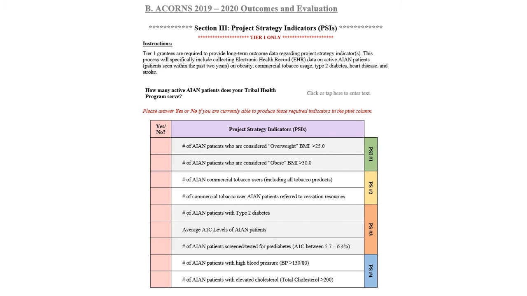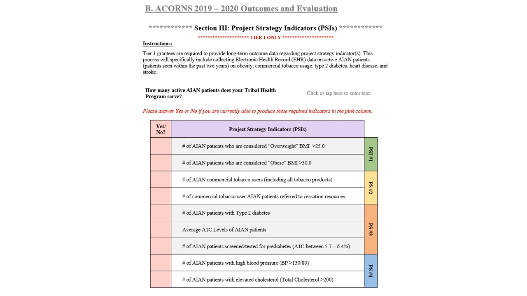Section 3 is for Tier 1 only. Tier 1 grantees are required to provide long-term outcome data regarding project strategy indicators. This process will specifically include collecting electronic health record data on active AIAN patients seen within the past 2 years, on obesity, commercial tobacco usage, type 2 diabetes, heart disease, and stroke. Please enter the number of active AIAN patients your tribal health program serves, and in the table below, please just write yes or no for whether these values are ascertainable for every project strategy indicator.